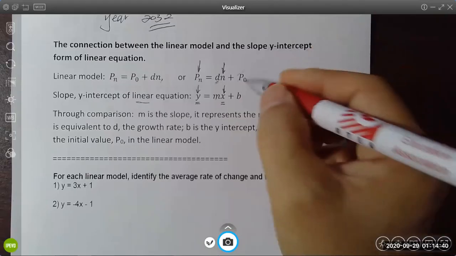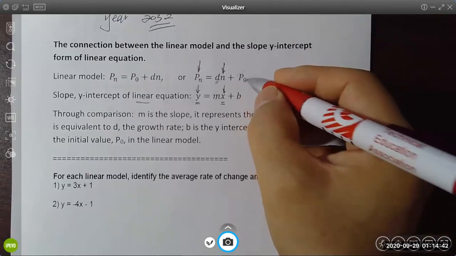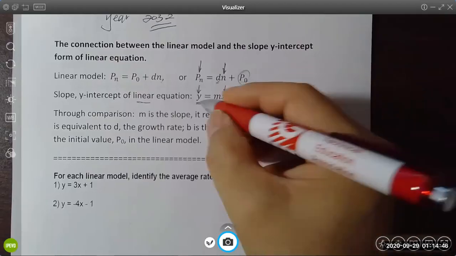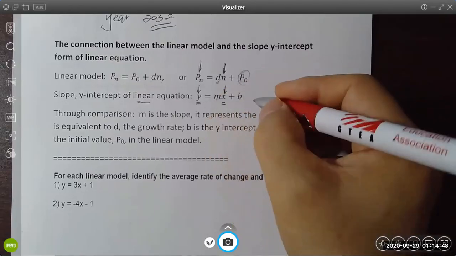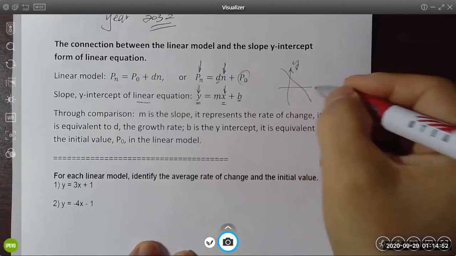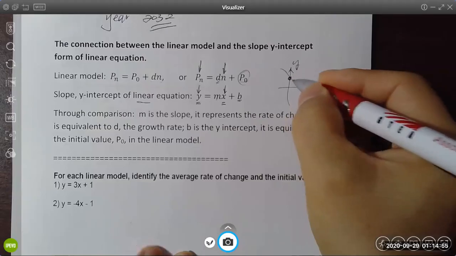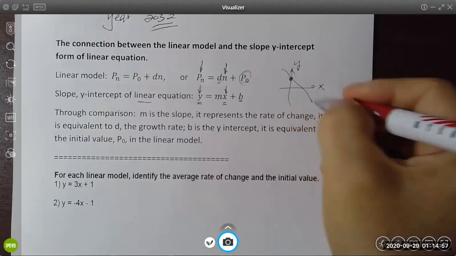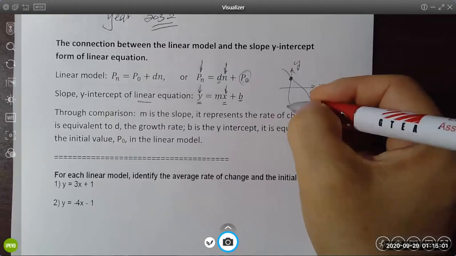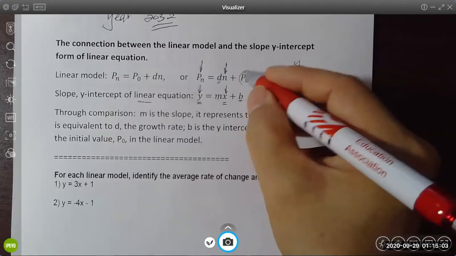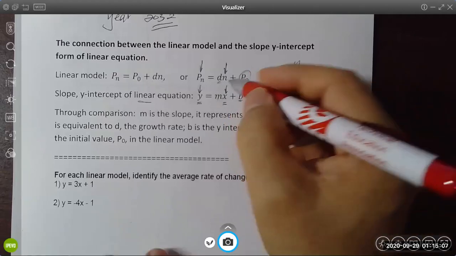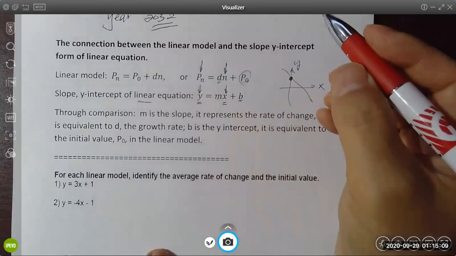So what is P0? P0 is equivalent to this. That's your initial value. So from the graph, what is the initial value? It's the y-intercept. In other words, if you have a graph, this is the y-axis, this is the x-axis, this y value is the initial value because it's where the line intercepts the y-axis. This line intercepts the y-axis, that's the y-intercept, and that's equivalent to this. That's why we need to make this connection, so that you can read this model from a graph, not just from a description.